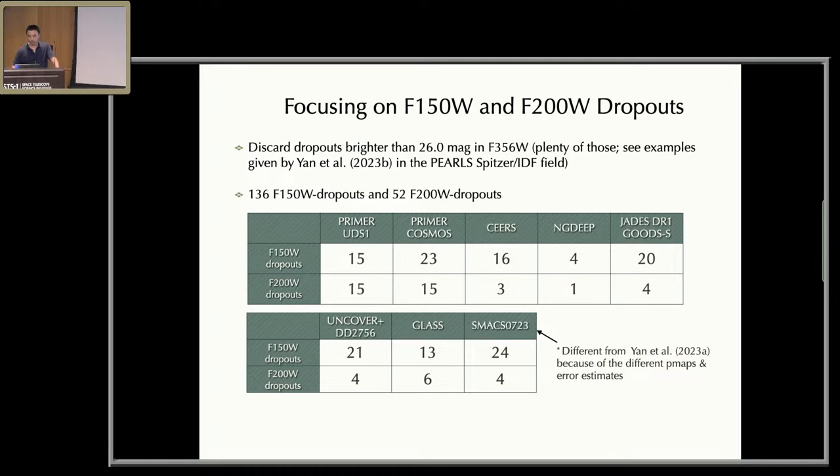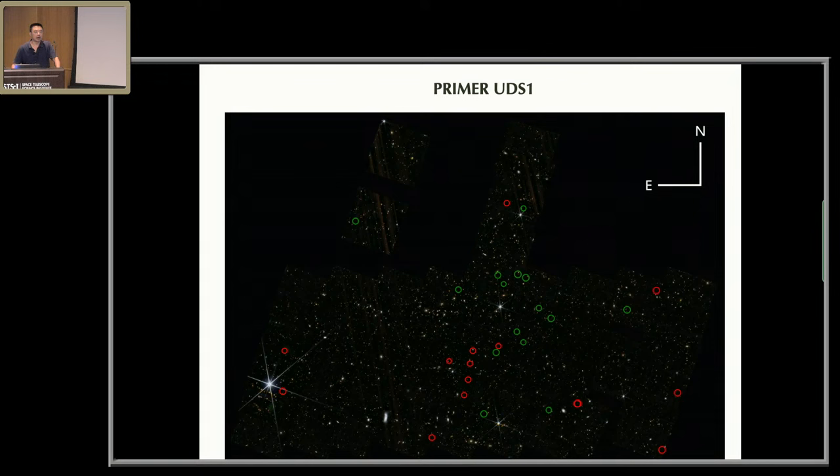And to show you some examples, we can see that. Those are the positions of 150W dropouts highlighted in green and 200W dropouts highlighted in red. In the UDS field, you can see that the distribution is highly inhomogeneous, right? Oh, yeah, but this part is because of the problem that we can see in the data. So this part is what we exclude.